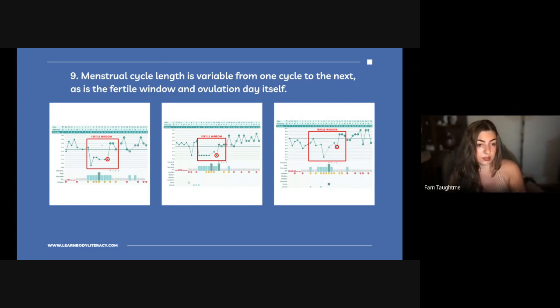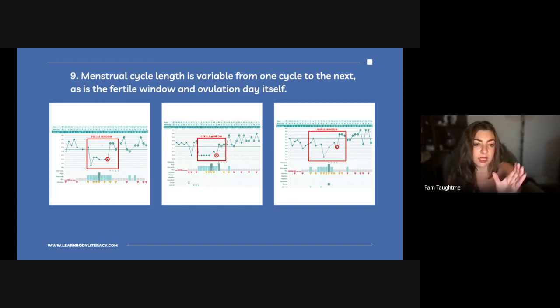This is just three different charts of mine, and you can see that on each of the charts, they all have different data points. Every day I took my temperature, it was slightly different. Every day I watched my cervical fluid, the observation was slightly different, but there's a pattern there. You can see that I ovulate in each of them, but my fertile window continues to shift.